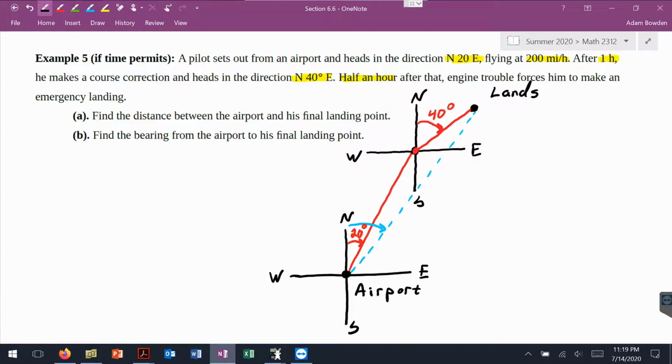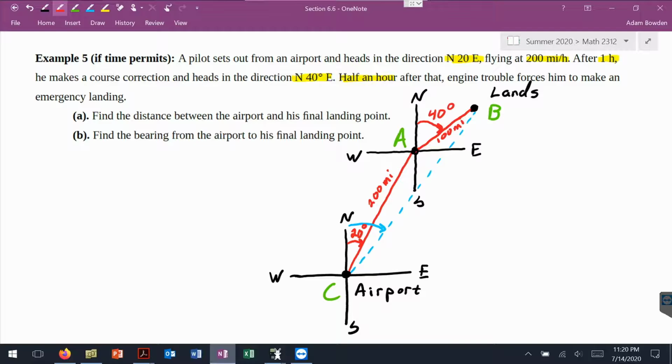Okay, so let me show you how we can do this. Let's make this triangle look like A, B, C. Now the angles in this triangle that we're looking at here. Okay, I like to figure out, first off, how far it's traveled. After the first hour, it will have traveled 200 miles. And then after half an hour, it will have traveled another 100 miles. So the first leg of the journey was 200, since it traveled for an hour at 200 miles per hour. And then the last half of the journey before it landed was only half an hour, so it only got to 100 miles before it had to land.